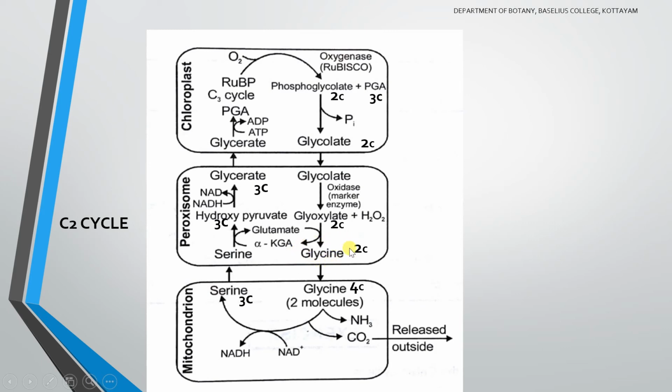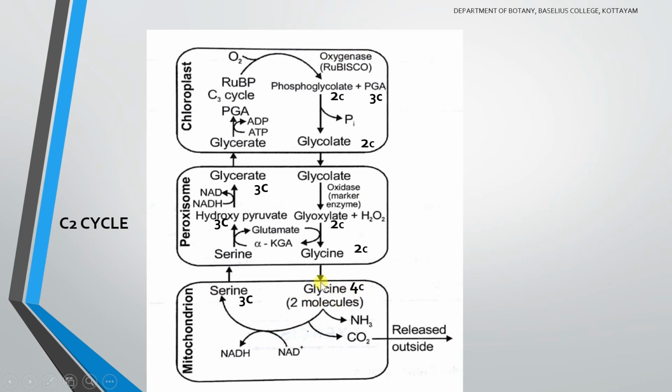So glycine is formed here, and the newly formed glycine now leaves the peroxisome and enters into the mitochondrion. Okay, so now one glycine molecule has reached the mitochondrion. Now it waits for the next glycine to reach there. So when two molecules of glycine reach there, the two molecules of glycine interact with each other. So two molecules of glycine means now 4 carbon is present.